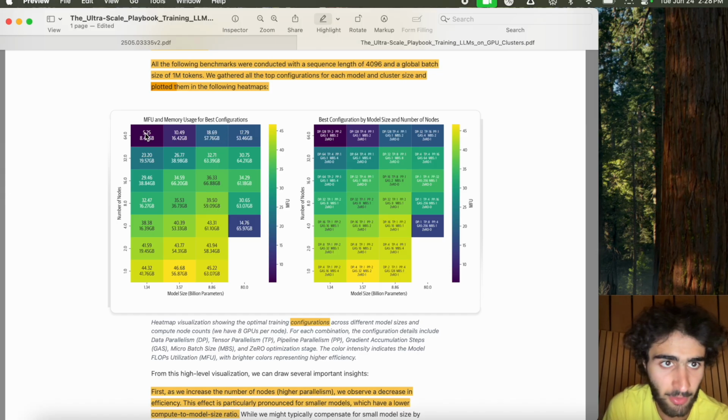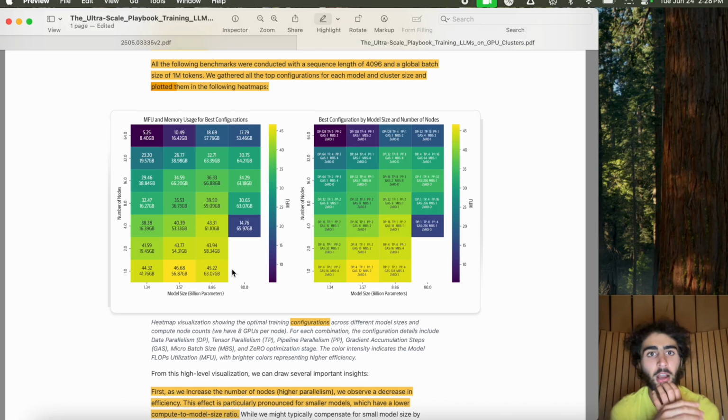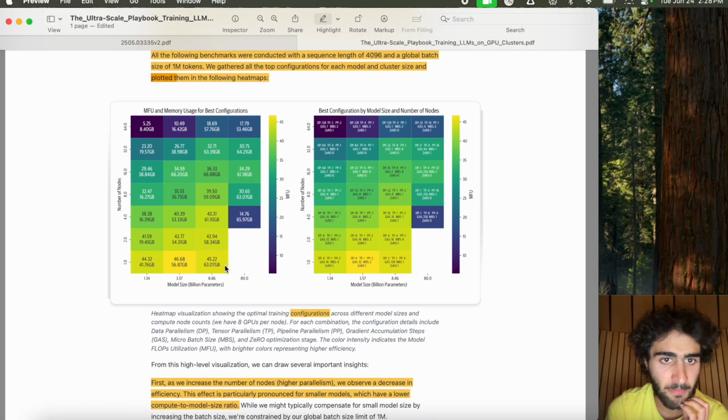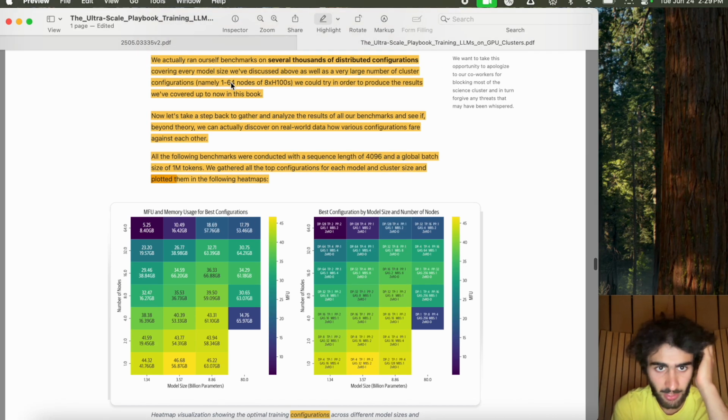So for example, 5.25, this is I think the worst result in this graph, is way at the bottom. And then the gigabyte value is the amount of memory used by each GPU. I think on average, I forget, it's either on average or the max memory per GPU, one of these two in the training run. And lastly, we have the model size. So they do from 1 to 80 billion parameter models and from 1 to 64 nodes, as they have stated right here.